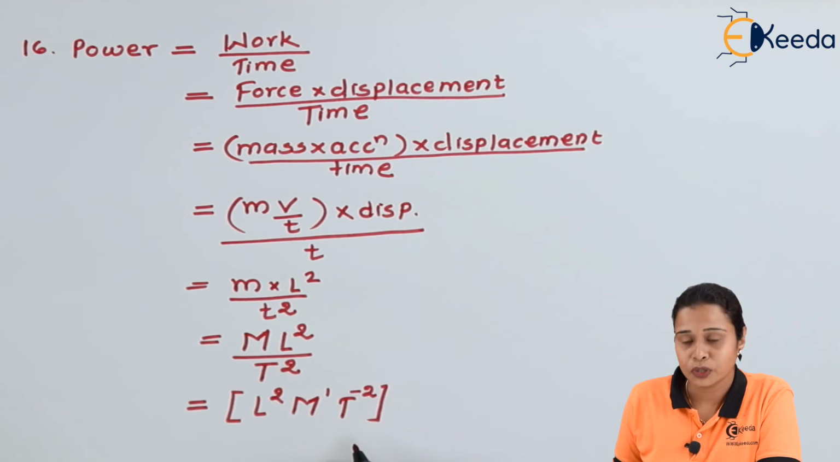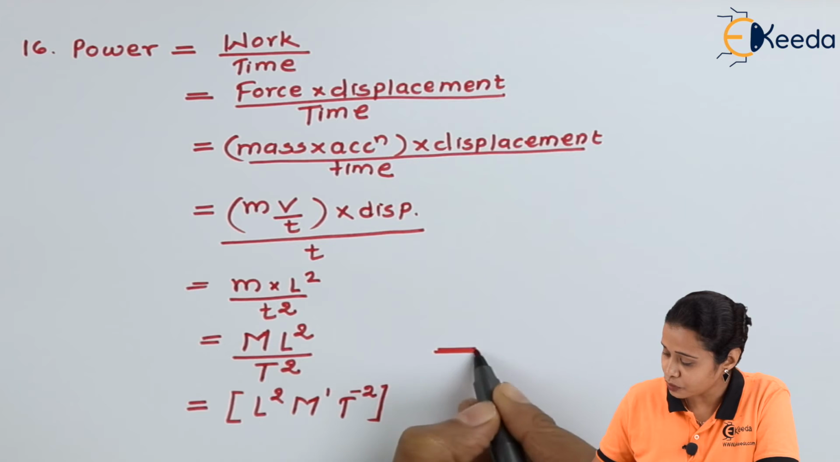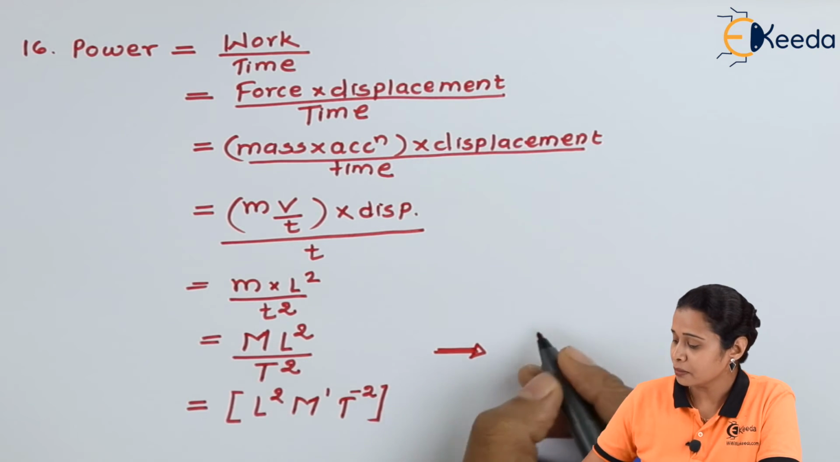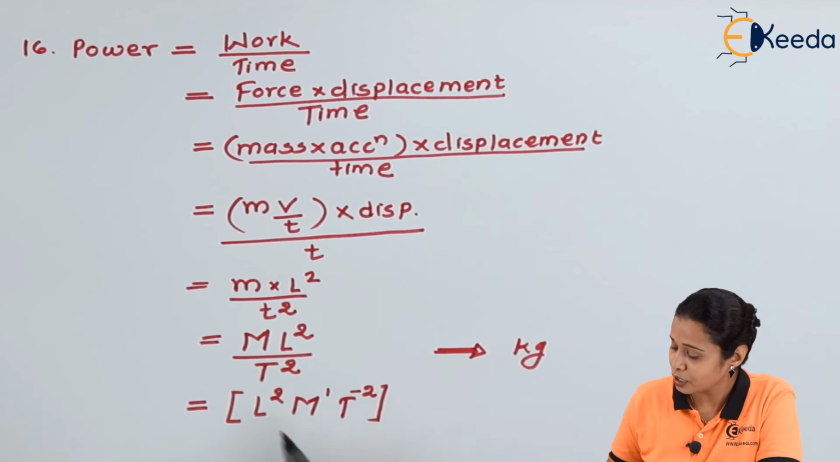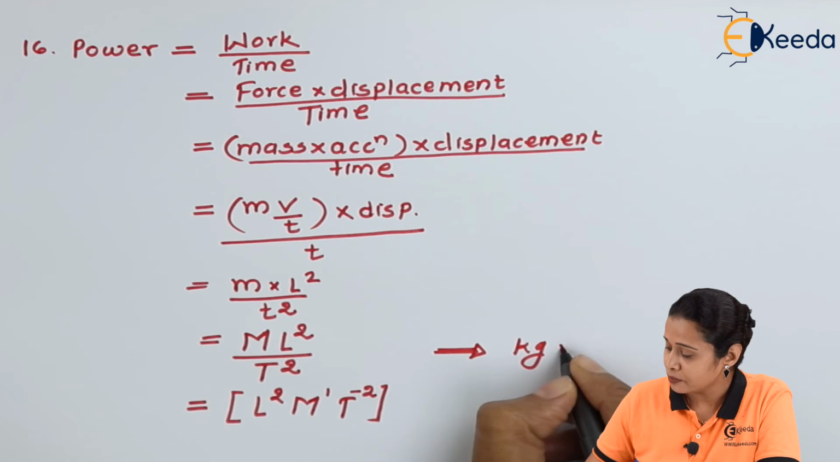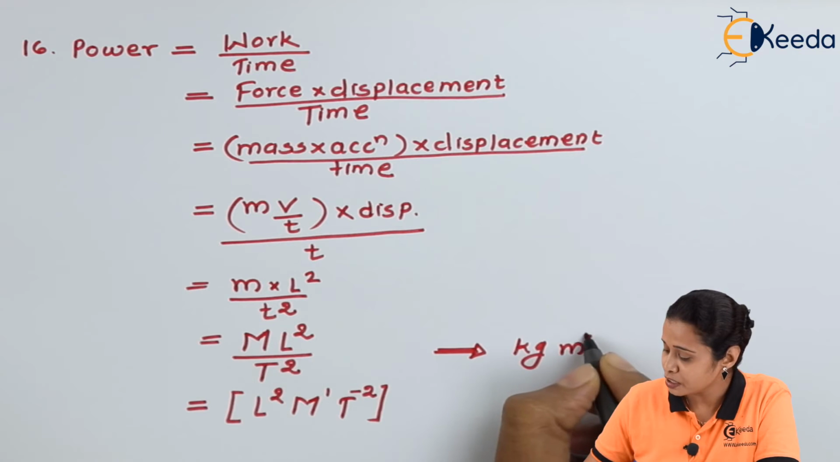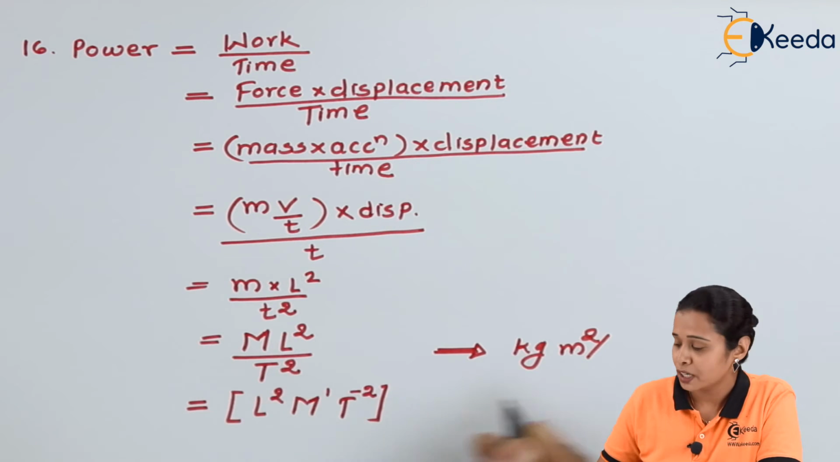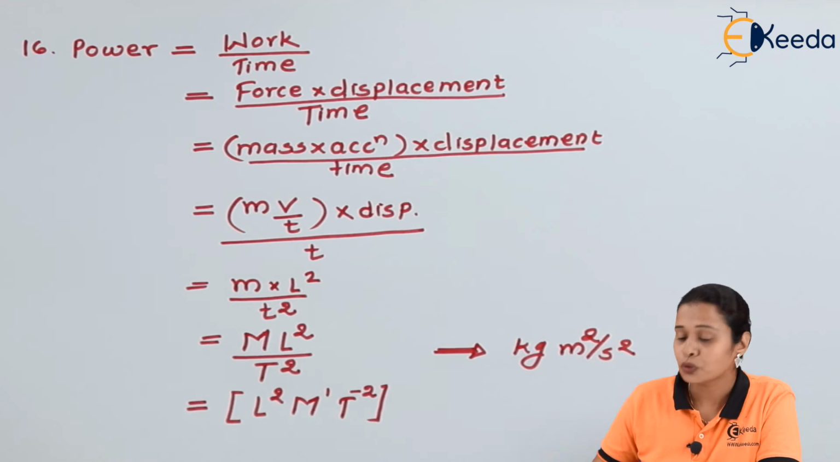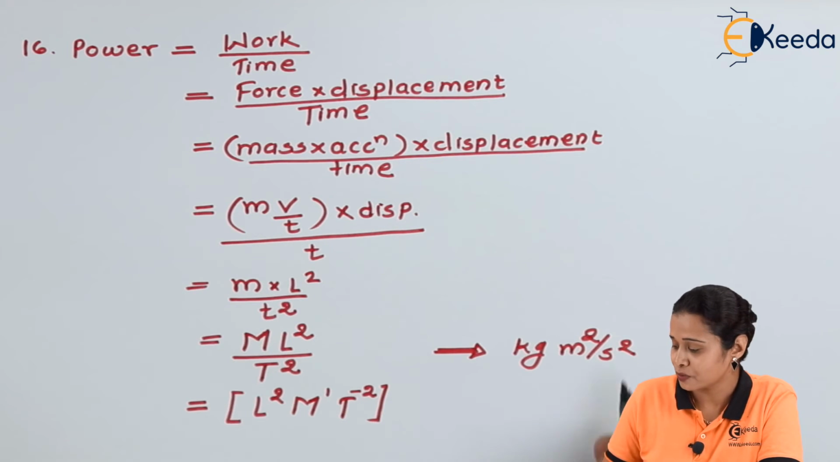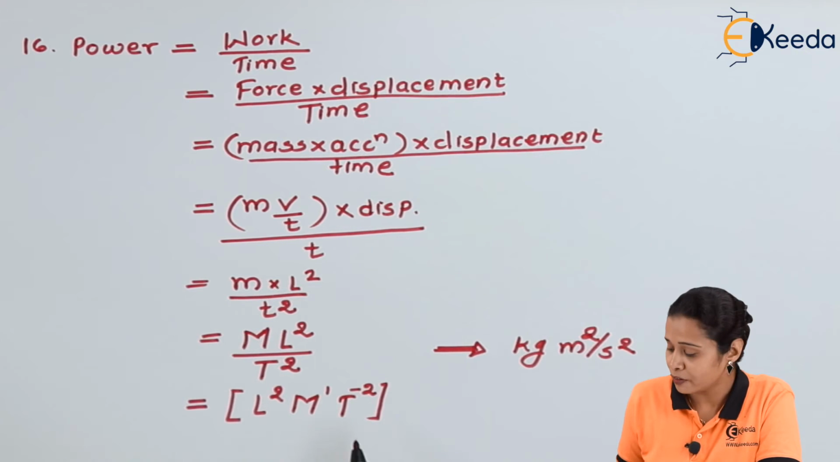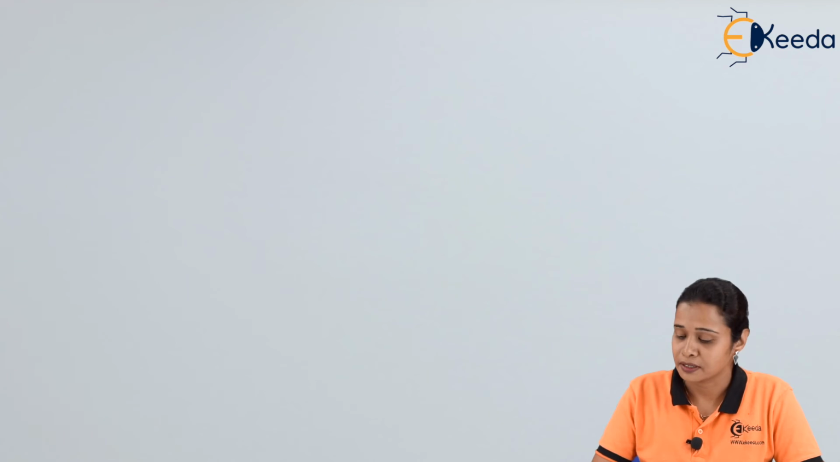Suppose we want to find out the unit, so we can find it from this formula. So M is nothing but kg. Mass can be expressed in terms of kilograms, so it is kg. Then we have L square means meter square upon T square means second square. So the unit of power is kg meter square per second square, and the dimension of power is L2 M1 T minus 2. Next physical quantity we will take, that is frequency.